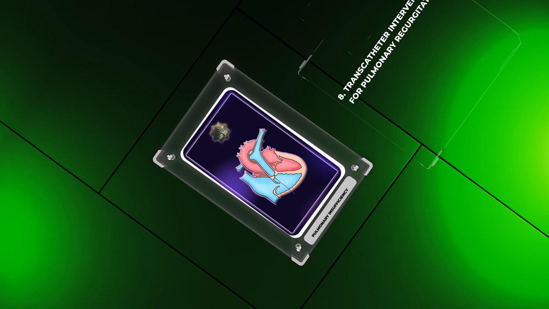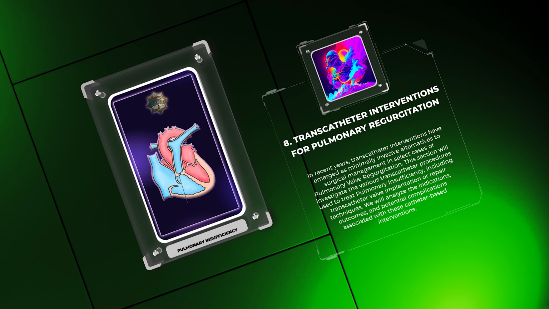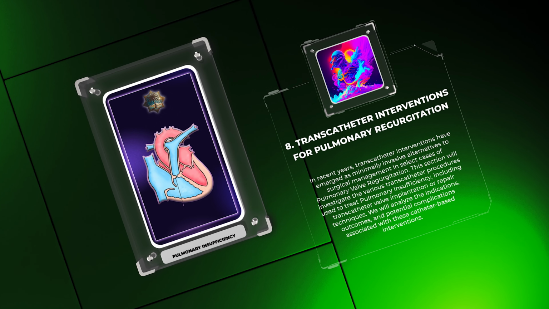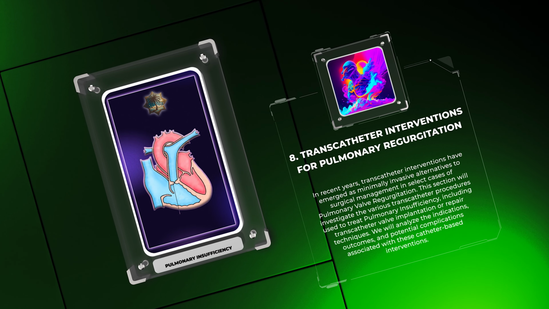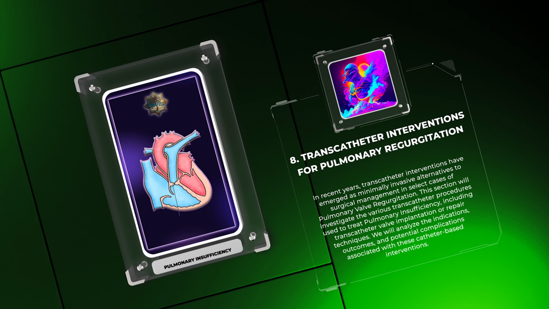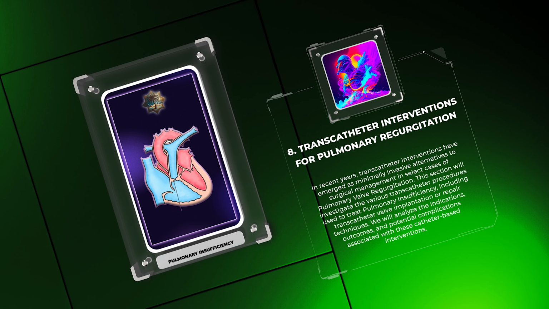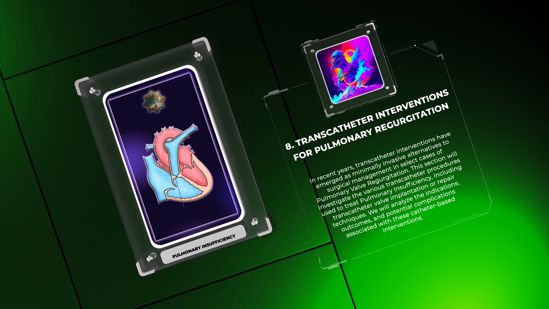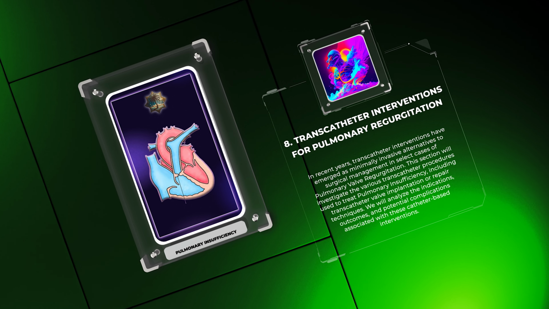In recent years, transcatheter interventions have emerged as minimally invasive alternatives to surgical management in select cases of pulmonary valve regurgitation. This section will investigate the various transcatheter procedures used to treat pulmonary insufficiency, including transcatheter valve implantation or repair techniques. We will analyze the indications, outcomes, and potential complications associated with these catheter-based interventions.